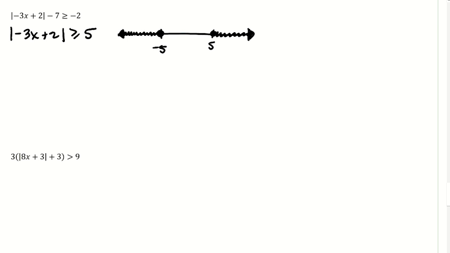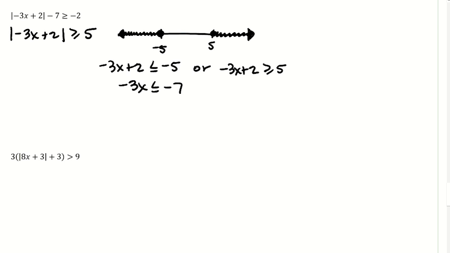Okay, so this gives me something is less than or equal to negative 5, or that same thing is greater than or equal to 5. So it's negative 3x plus 2, negative 3x plus 2. And I'm going to subtract 2 from both sides of both inequalities. And then I'm going to divide by -3. And again, when I divide by -3, I need to reverse the direction of the inequality. And then over here, that would be x is less than or equal to -1.